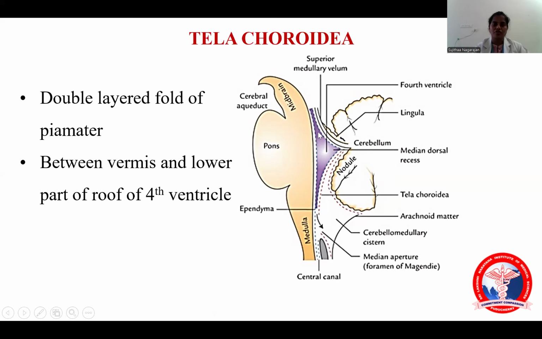In this picture, we can see this is the fourth ventricle. This side is the roof, this side is the floor, and this one is the lower part of the roof of the fourth ventricle. Here are the parts of the cerebellum, and here we have the vermis. Between the vermis and the lower part of the roof of the fourth ventricle, there is a double-layered fold of pia mater, which is called the tela choroidea.